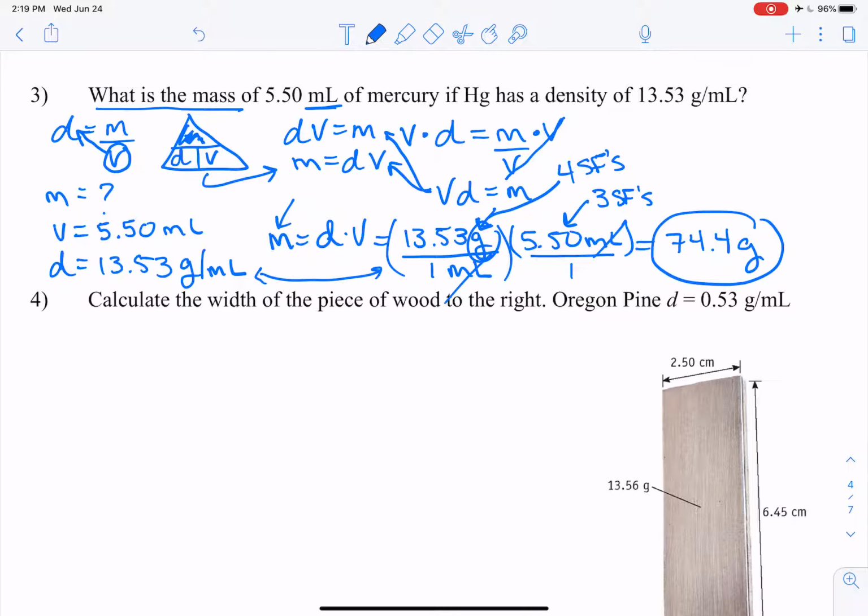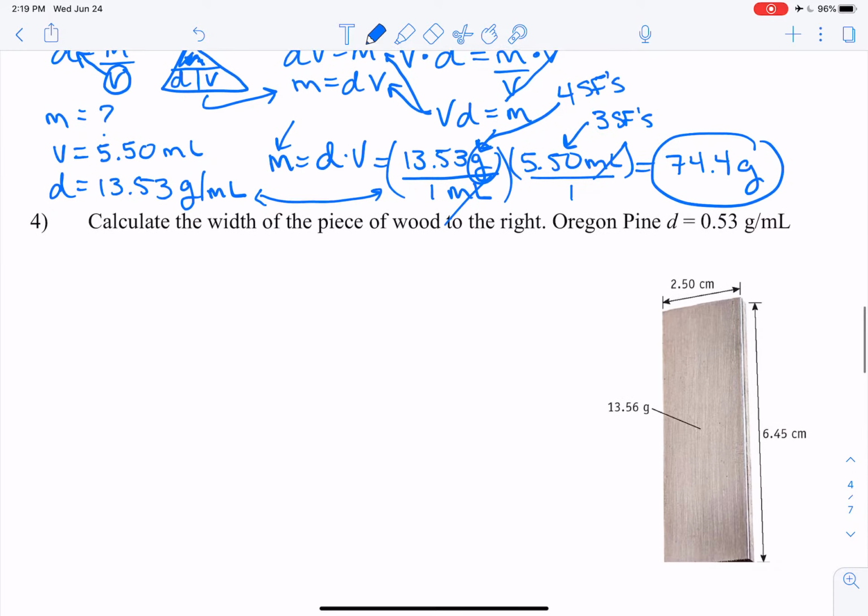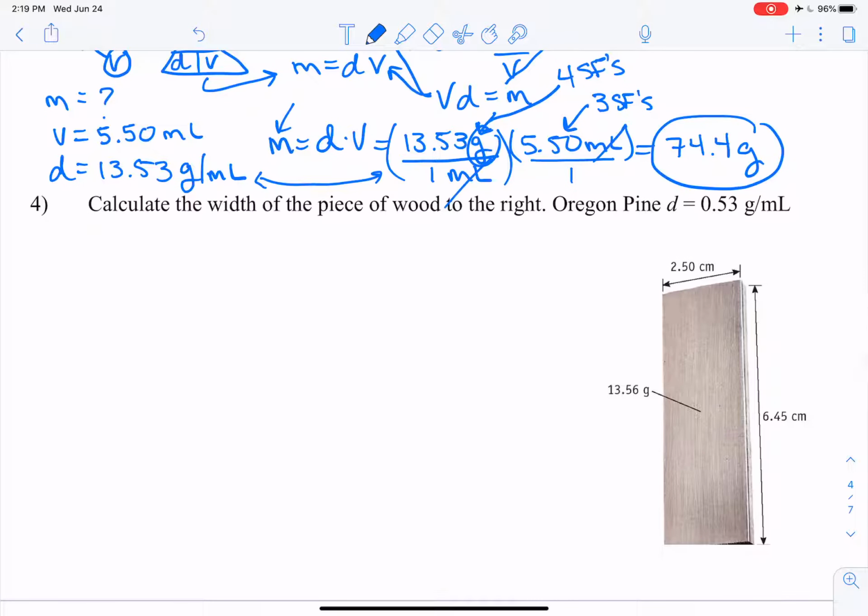Alrighty. Number 4. Number 4 says calculate the width of a piece of wood. And the piece of wood is over there to the right, and it gives you the density of the wood. And you're going, wait a minute, I thought density was mass and volume, and now you're asking me for width. What on earth? Well, you can do this problem. So again, let's just go ahead and write the equation for density, just so we get practice with that. And then let's write out the variables that we have. So do we have mass? Yes, we do.